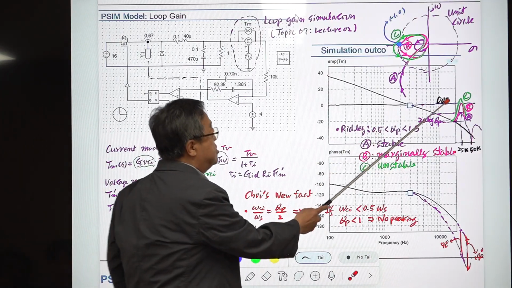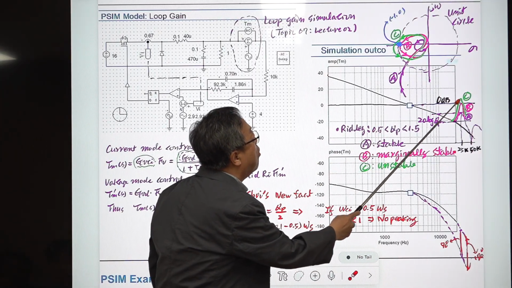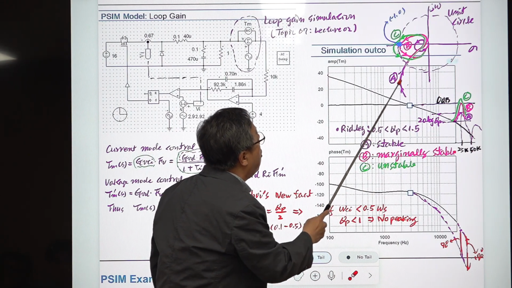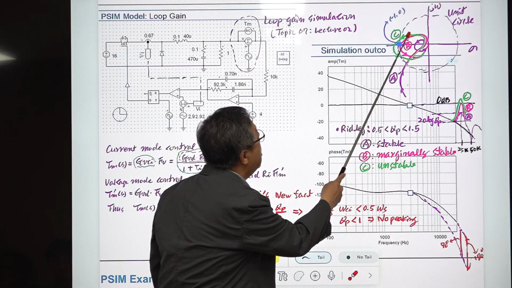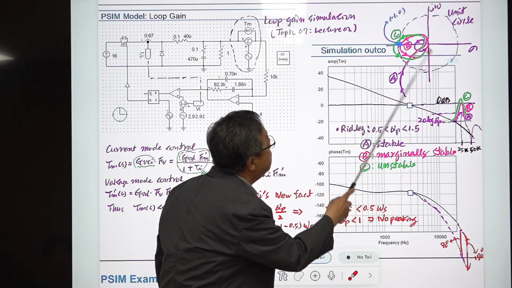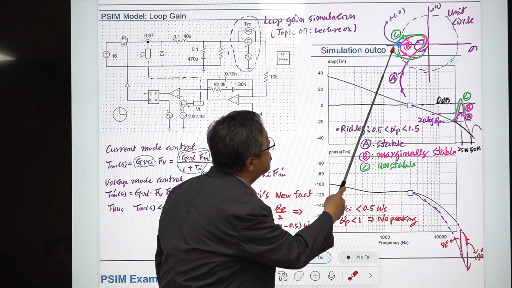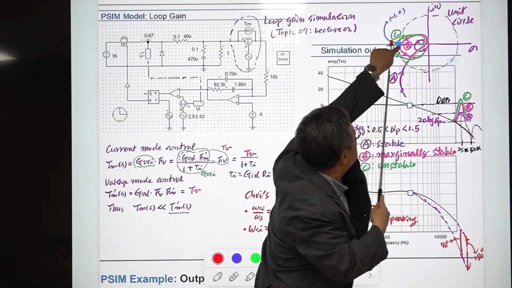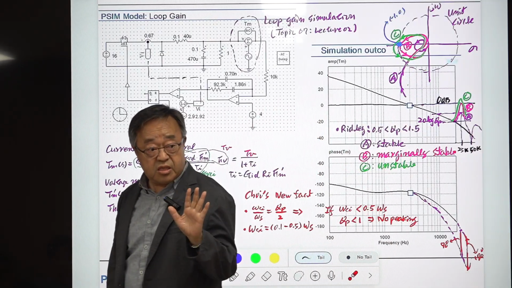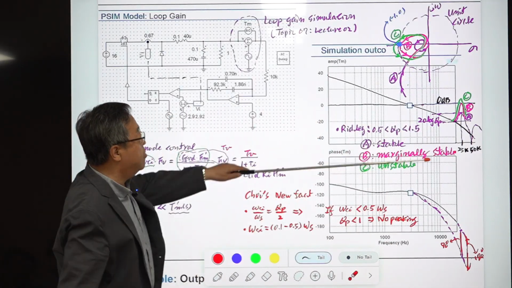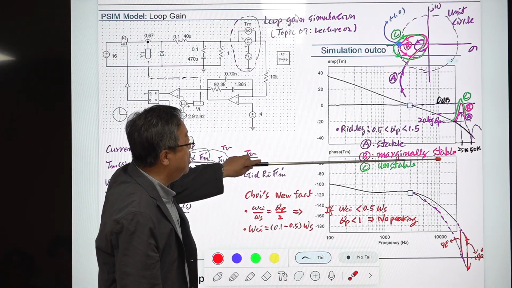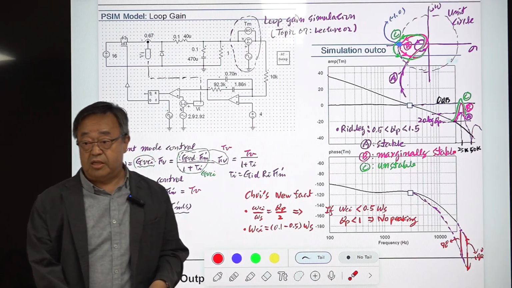And for case C, it goes above this 0 dB line. That means this one goes out of the unit circle and comes back to the origin. So during this part, it travels outside of the unit circle, then it must cut this to get to the origin. Case C is the unstable case. So I wrote down here: A is a stable case, B is a marginally stable case, C is an unstable case.